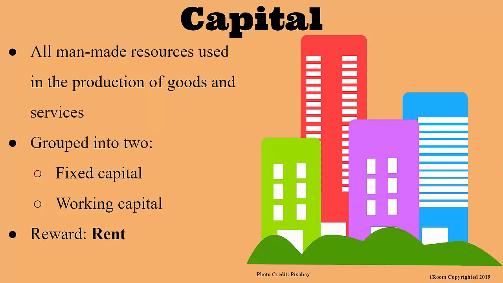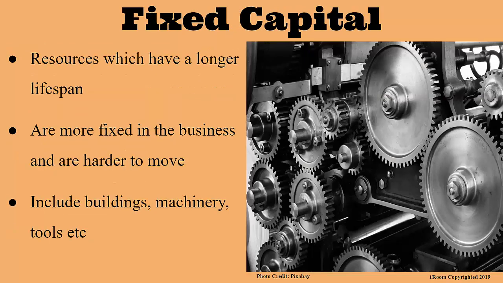Now, for ease of understanding, capital is grouped into two, that is, fixed and working capital. I'm listening. Fixed capital has a longer lifespan. In other words, it is more fixed in the business and cannot be moved about anyhow. For example, machinery, buildings, tools, and so on. You will find that they tend to stay all through the life of the production.